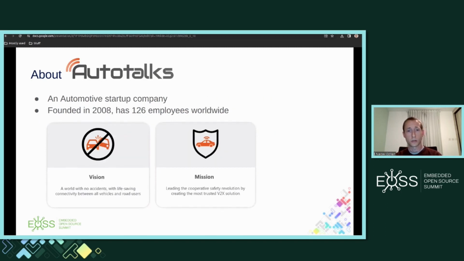A little bit about Autotalks. Autotalks is not a typical startup company. It is almost 16 years old. It was founded in the early days of standardizing V2X technology. Autotalks is a multidisciplinary company with R&D teams in the fields of software, hardware, VLSI, RF, and algorithms. The vision of Autotalks is to have a world with no accident. Our mission is to develop the best V2X solution for the market needs.